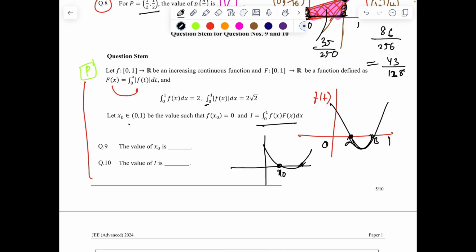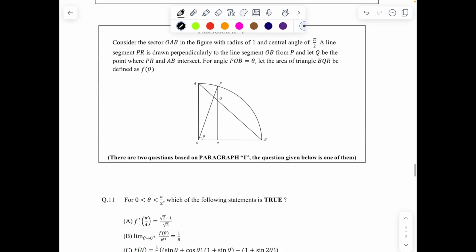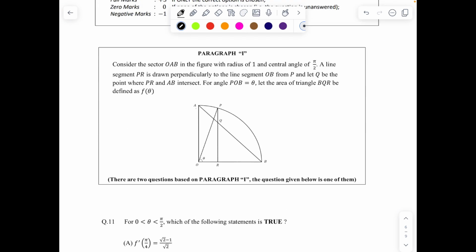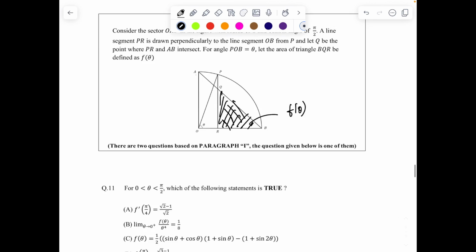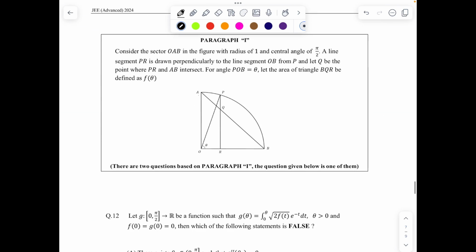Now you see, if my calculus is very strong, I can definitely try this here only. But I am assuming in general for students how will you do it. Now here also, consider a sector, a line segment. First you read roughly, P and Q is given. Some area of triangle BQR, area of triangle this. So directly they have not asked what is f of theta. Rather you have to find the area by a little bit of manipulation and find f of theta. Once you find f of theta, the rest they are asking about f.